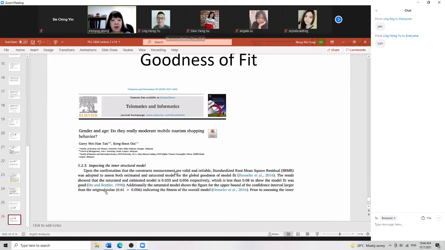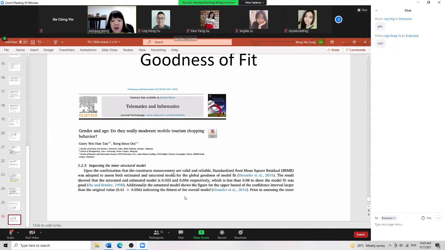And then the next one, goodness of fit. So upon the confirmation that the construct measurements are valid and reliable, right? Standardized root mean square residual, okay, was adopted to assess both the estimated and structural model. For the global goodness of model fit, the result shows that the structural and estimated model is 0.33 and 0.05 respectively, which is less than 0.08 to show the model fit was good. Okay. All right, so based on this, Hu and Bentler use this benchmark of 0.08.